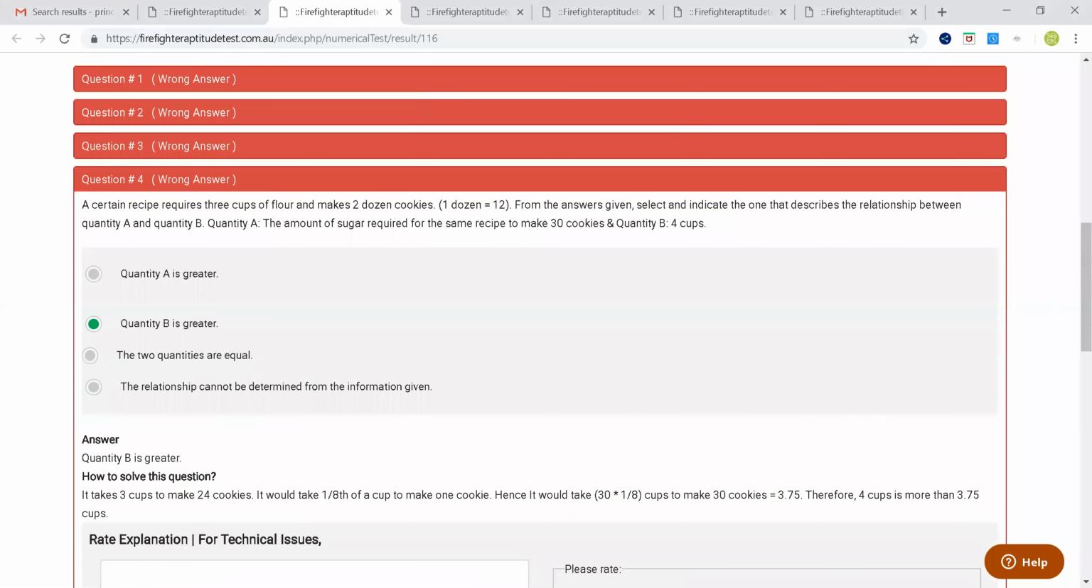Okay, question number 4. A certain recipe requires 3 cups of flour and makes 2 dozen cookies. 2 dozen means 24 cookies from 3 cups of flour. Now, from the answers given, select the one that describes the relationship between quantity A and quantity B. Quantity A is the amount of sugar required for the same recipe to make 30 cookies, and quantity B is 4 cups.